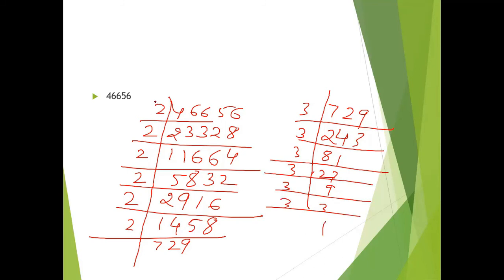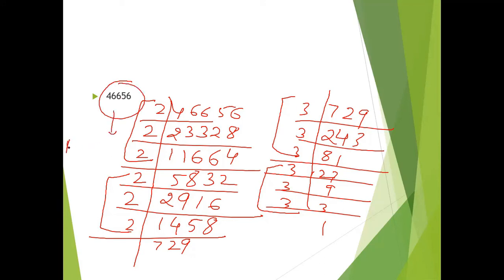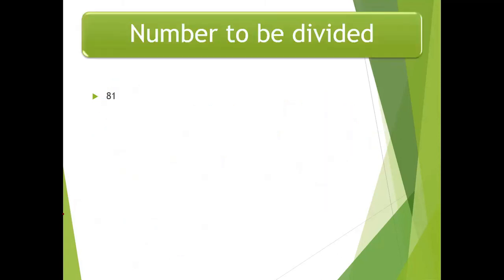Let's count them from here only. 3, 3, 3, and 3. So it's a perfect cube. It's already a perfect cube. So we don't need to multiply anything to this number. Okay, this is the perfect cube of 9 into 4, 36. Okay, this is the perfect cube of 36.